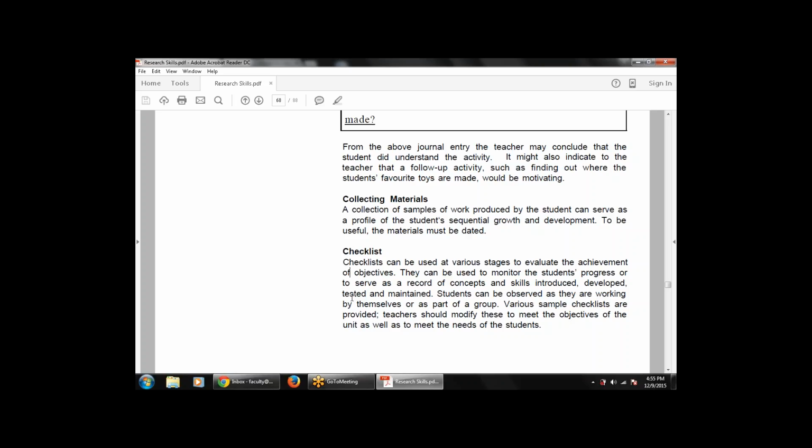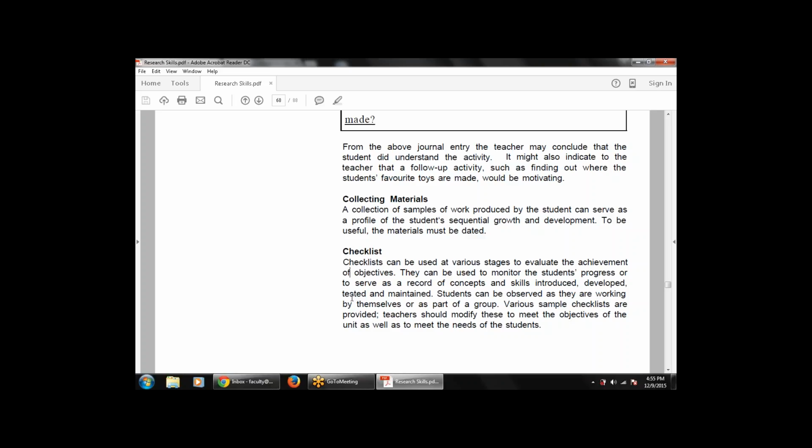They can be used to monitor the student's progress or to serve as a record of the concepts and skills introduced, developed, tested, and maintained. That is a checklist. Students can be observed as they are working by themselves, doing their own job, or as part of a group.